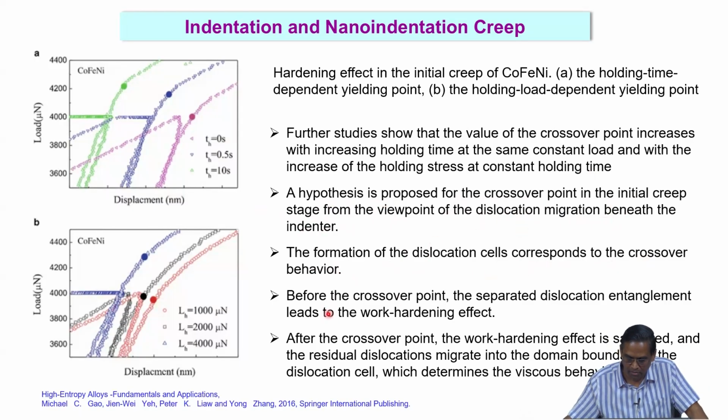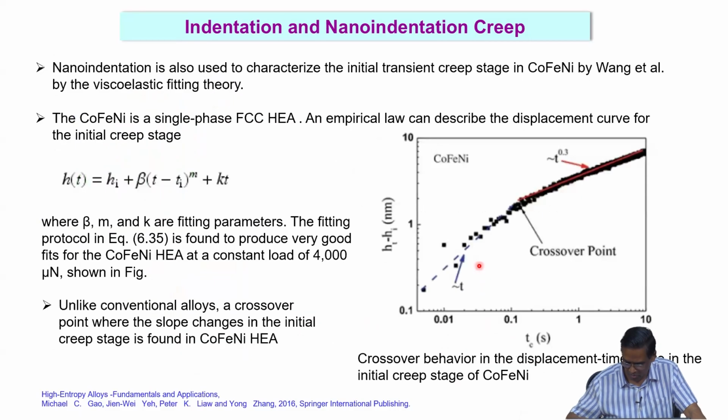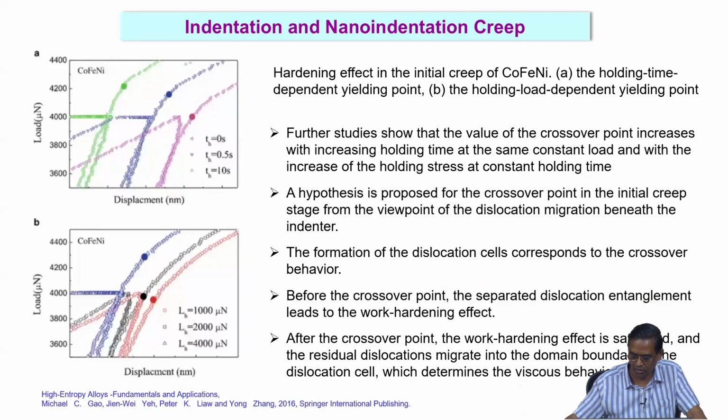So you have dislocation migration and then cell formation. Okay. Before the crossover point, the separated dislocations and entanglement lead to the work hardening effect. So now we will go back and see. It is going like this, and then here it is a different slope. So you have dislocation migration, pile up, everything. Then the cell structure forms, then it behaves very differently. After the crossover point, the work hardening effect is saturated and the residual dislocations migrate into the domain boundary of the dislocation cell, which determines the viscous behavior.